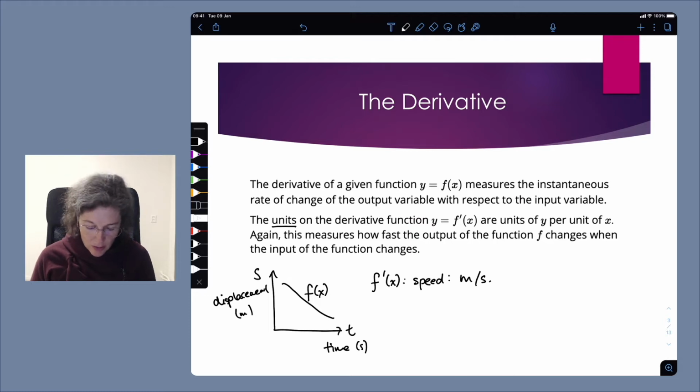One other thing to note is that we have alternative notation, so we can use f prime of x, but sometimes we want to be very clear about what we're taking the derivative with respect to, in which case we might instead write this as the rate of change of y with respect to x. And next week, when we talk about partial derivatives, when we've got functions of more than one variable, this notation becomes quite important.